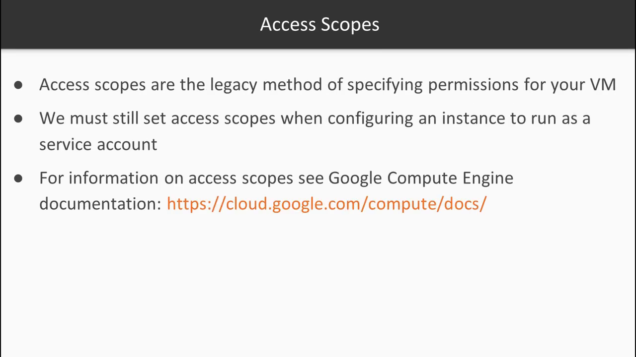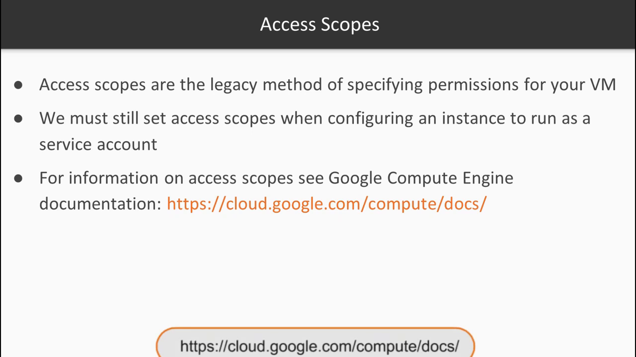Access scopes are a legacy method of specifying permissions for your virtual machine. Before the existence of IAM roles, access scopes were the only mechanism for granting permissions to a service account. Although they are not the primary way of granting permissions now, you must still set access scopes when configuring an instance to run as a service account. For more information on access scopes, see the Google Compute Engine documentation.